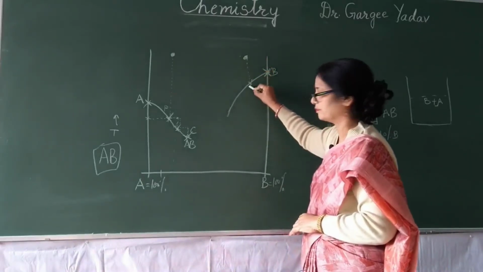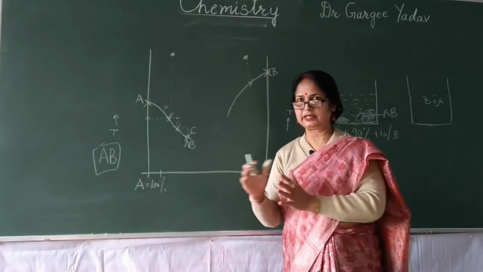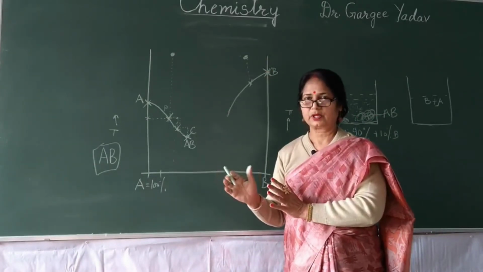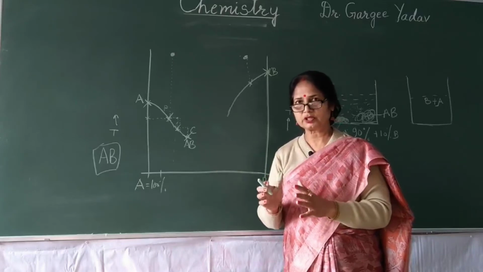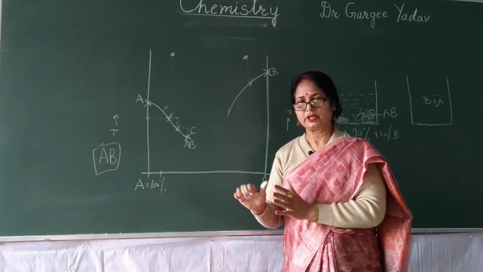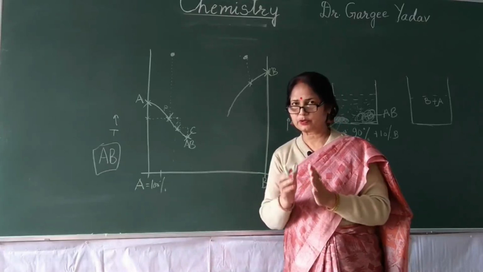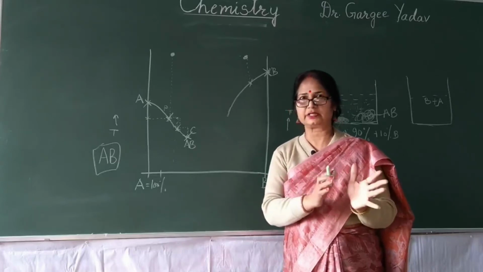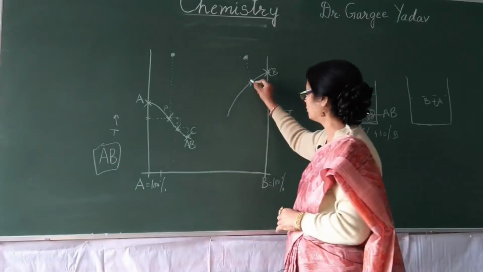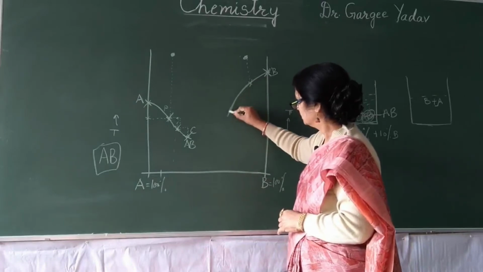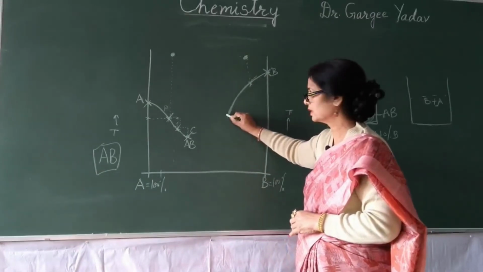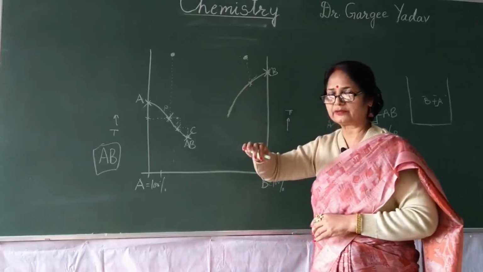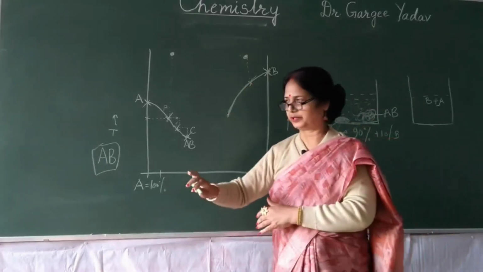A point will come when solid B will again start separating out, and the composition of that liquid melt will change because B is separating out. A is over there, so the proportion of A will start increasing in that melt. Finally what will happen? The freezing point will decrease in this way with more and more cooling, with more and more separation.